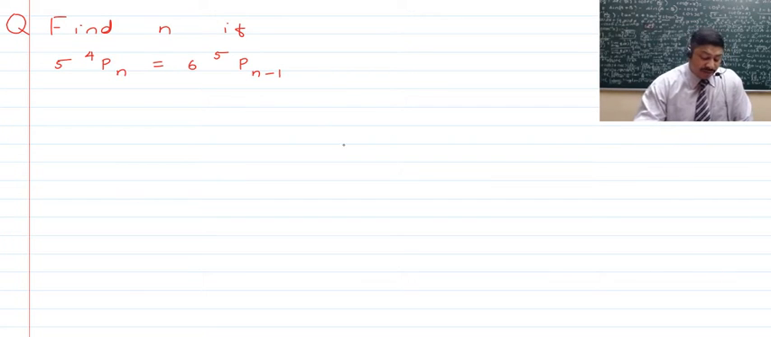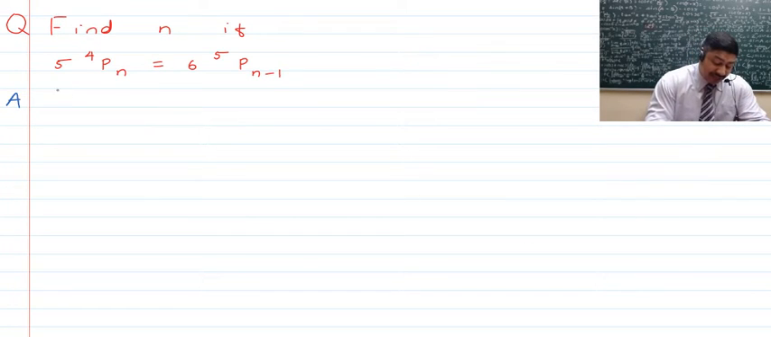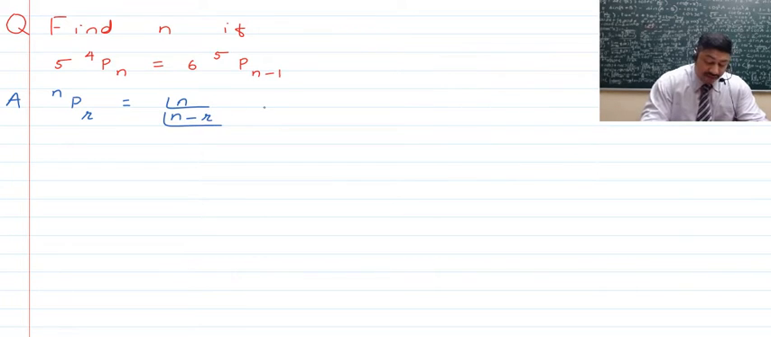In the question, we've been given that 5 times of 4Pn is equal to 6 times of 5P(n minus 1). So here what we do is, first we talk about the notation that we have at hand. That is, when we talk about nPr, then that becomes equal to n factorial divided by (n minus r) factorial. Whatever formulae are applicable, make sure to write them in a different colored ink so the teacher understands that this is the formula that you applied.